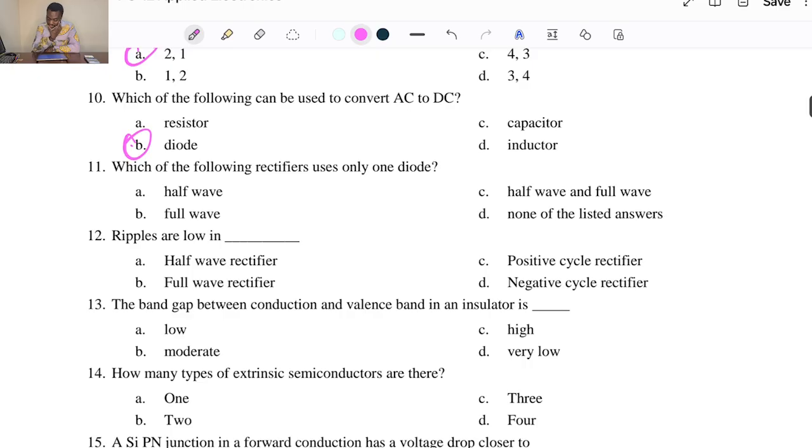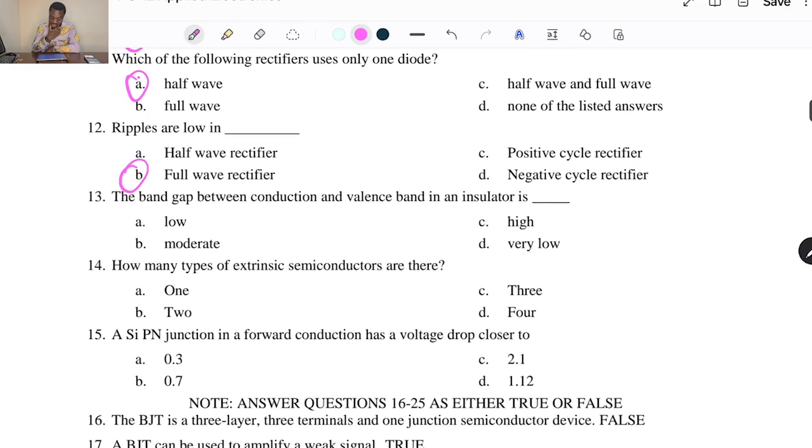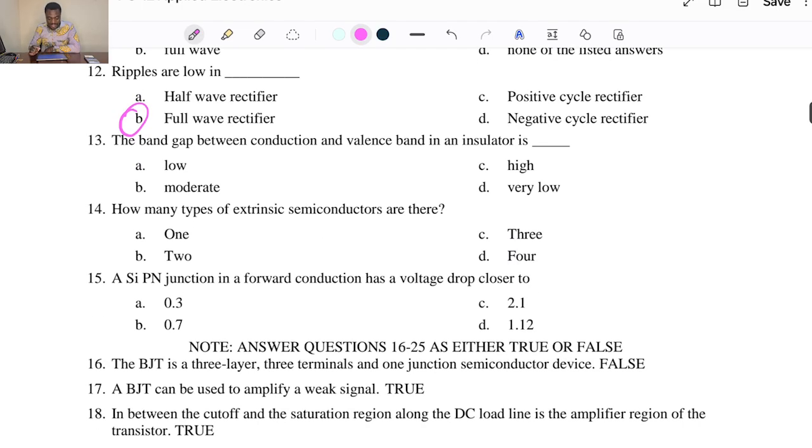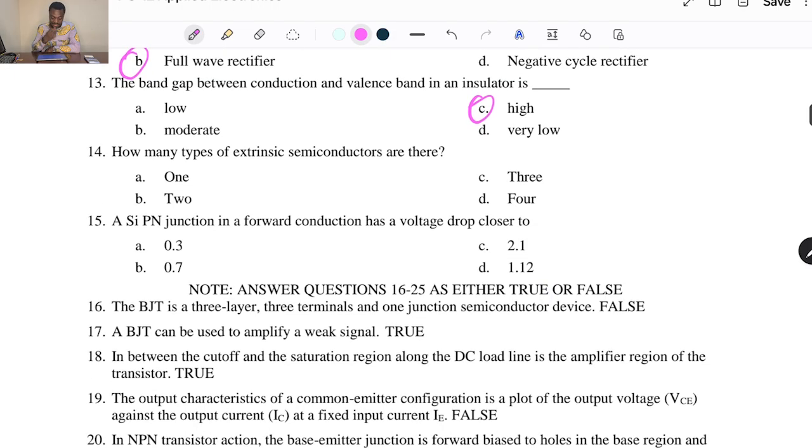Now question 11. Which of the following rectifiers uses only 1 diode? Half wave rectification uses only 1 diode. Question 12, ripples are low in. Remember, this is a repeated question which we did yesterday. We have full wave rectifier. Then question 13, the band gap between conduction and valence band in an insulator is going to be high, right?